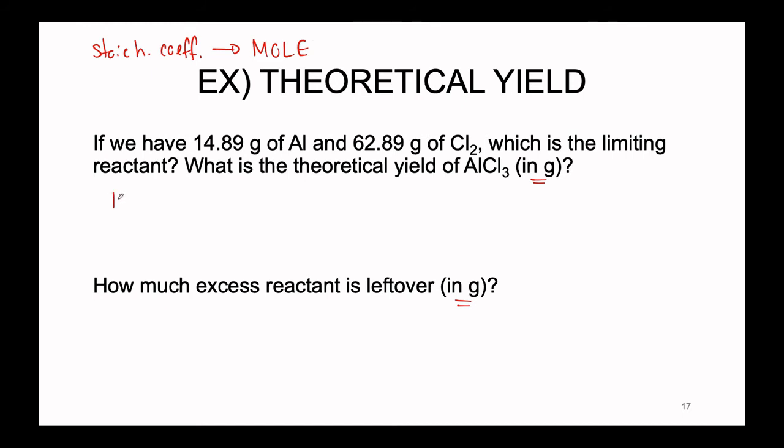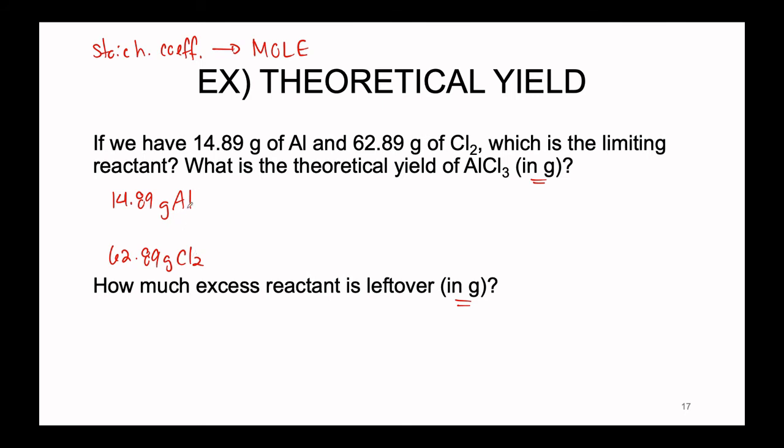All right, so just like before, we are going to start with what we know. We will start with 14.89 grams of aluminum in one set of calculations, and we will start with the other hypothetical, the 62.89 grams of chlorine in the other. Our first step is going to be to convert these gram amounts into mole amounts.